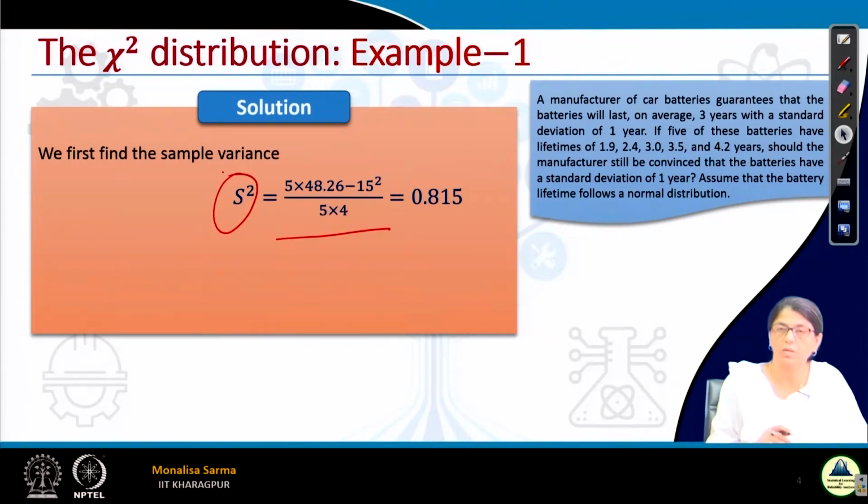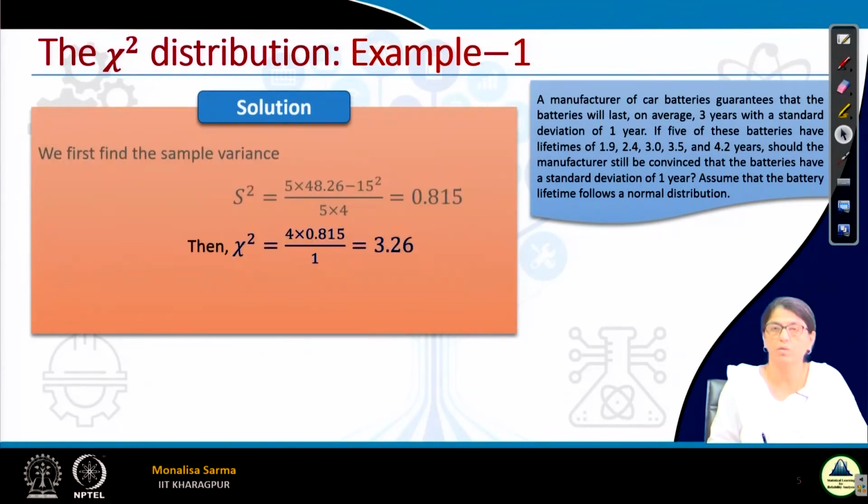So we found S square, sigma square is given, and n is 5, so it is n minus 1. So we found a chi-square value. The chi-square value we got is 3.26. Now we need to find out what the degree of freedom is here. Degree of freedom is n minus 1, that is 4.